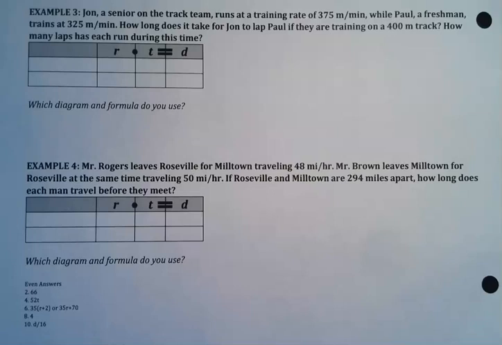Okay, then I heard the last one. That given distance must be added to the shorter distance because we want the senior to lap Paul. So that means he's going to run farther, right? So would it be the same distance that they're running? Okay, but that's a good one.